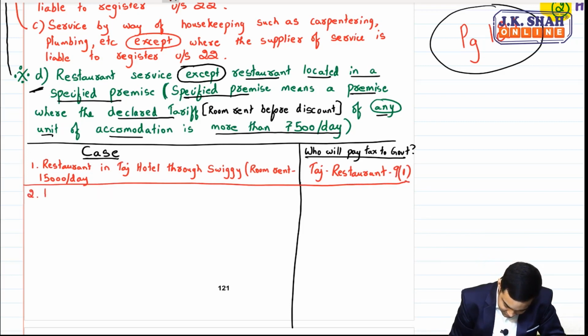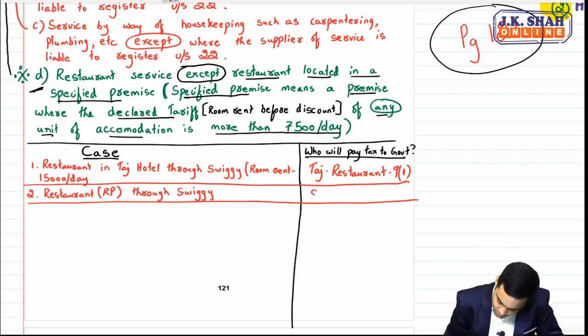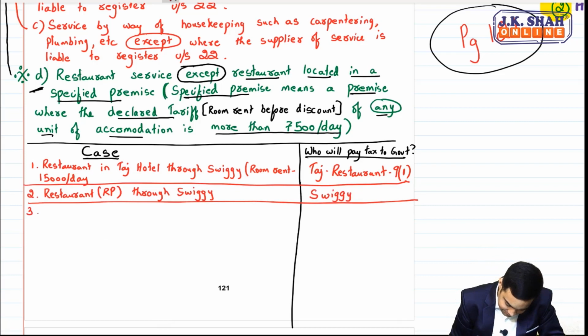Second one, restaurant (registered person) through Swiggy. Any nearby restaurant near you which is registered, but you are ordering through Swiggy. You did not go there, you ordered through Swiggy. Who will pay the tax, sir? Swiggy will pay the tax, not the restaurant. Third one, restaurant unregistered person through Swiggy.